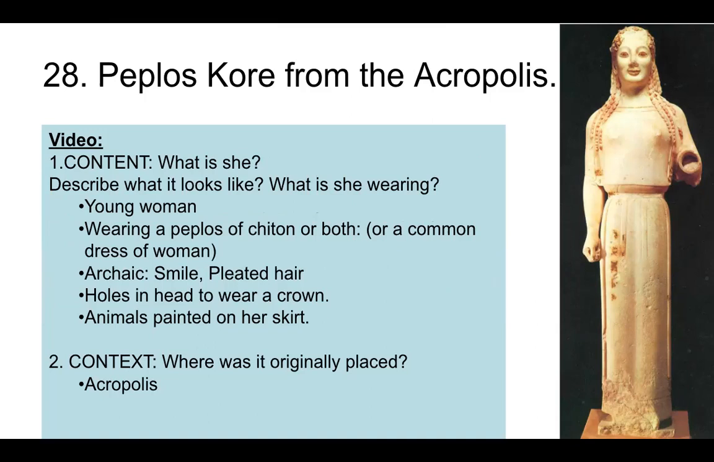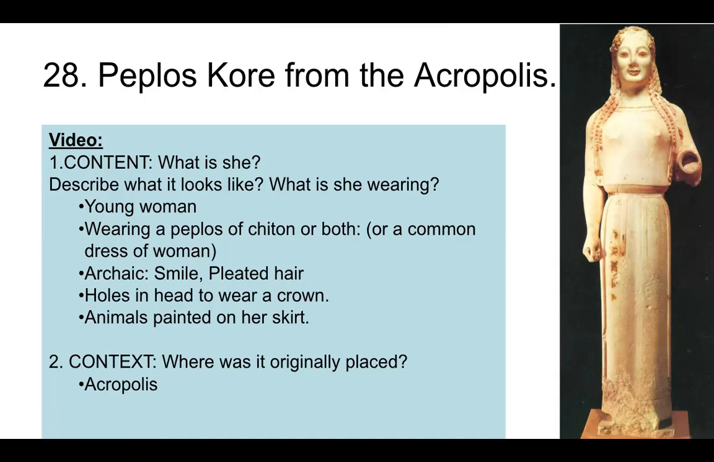We see a young woman, and she's wearing either a peplos or a chiton. These were common dresses of women of the day. So a peplos was basically like a rectangular piece of fabric that you would then kind of wear and drape over your body, and you might cinch it with a belt. And so common everyday people wore this. When we look at her, we can tell she's archaic because she has her archaic smile, right?